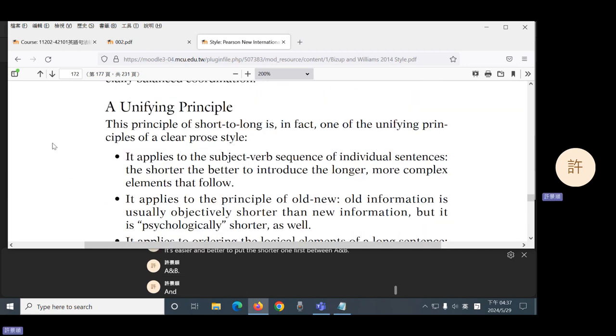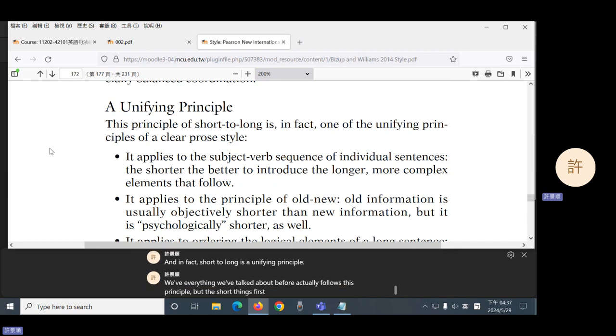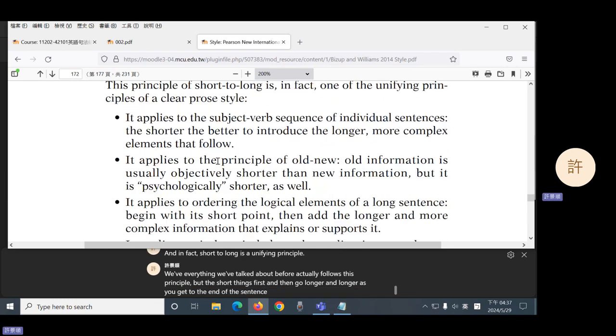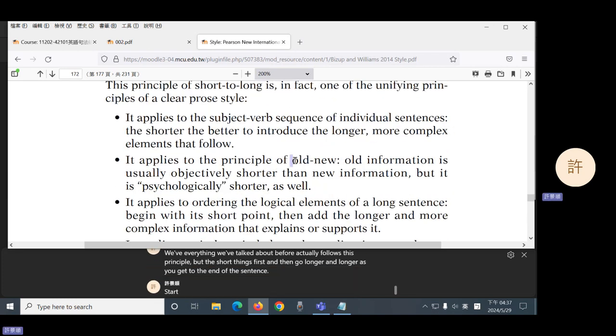And in fact, short to long is a unifying principle. Everything we've talked about before actually follows this principle. Put the short things first and then go longer and longer as you get to the end of the sentence. Start with information we already know and then add new information.